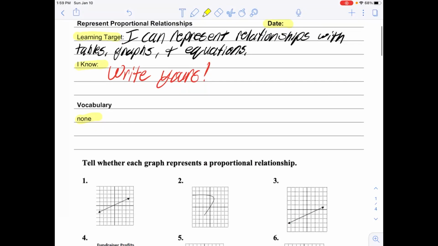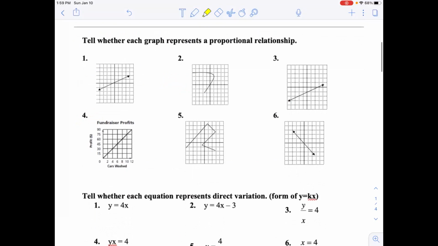The first thing we're going to talk about today is just reviewing again how to tell if a graph or an equation forms a proportional relationship. So remember, a relationship has to have two things to be proportional. Those are, it has to have a constant rate, and it has to go through 0, 0.